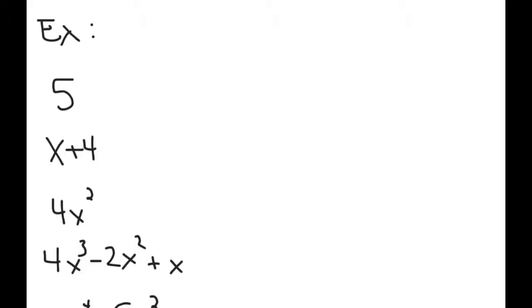If I give you something like 5, there is no x with an exponent. Because of that, we say that this is a polynomial of degree 0. That really means that the exponent of x is 0 and anything raised to the 0 power is 1. This has one term, and if it has one term, it's a monomial.